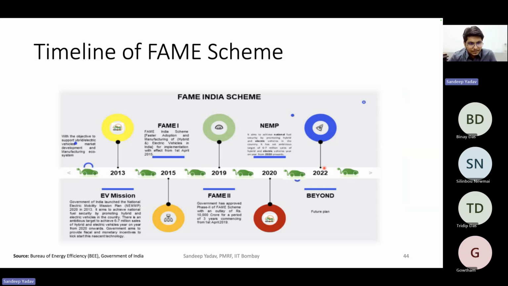If you go through the timeline of FAME, FAME was started in the year 2013, and this was the first EV mission launched by the government, the National Electric Mobility Mission Plan (NEMMP), launched in 2013, then followed by the FAME 1 scheme, FAME 2 in 2019, and NEMP in 2020. Now in 2022, there have been a few more plans in FAME that will be discussed, yet to come.